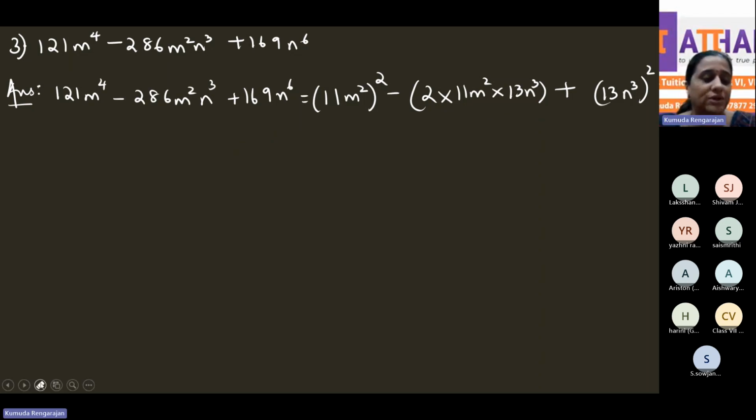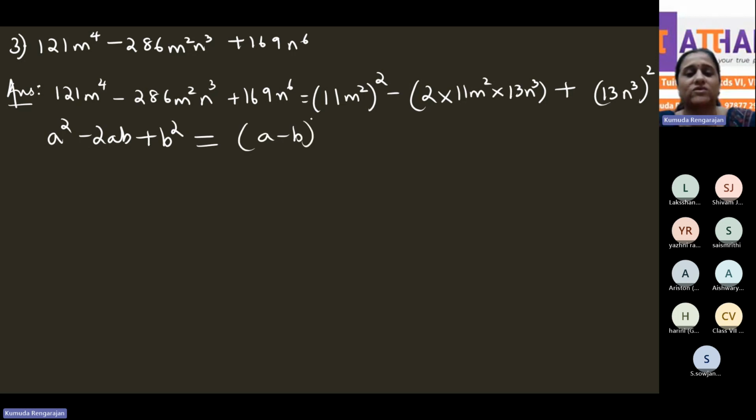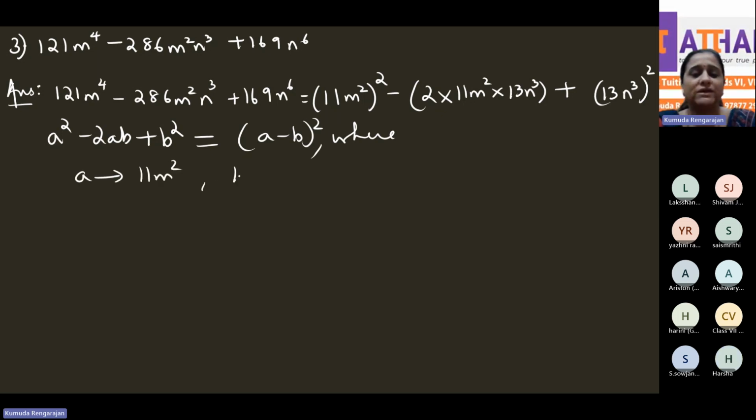Which means the given expression is precisely of the form a square minus 2ab plus b square. So it can be factorized using this identity, which is a minus b the whole square. This one goes with a square minus 2ab plus b square. The given question looks like this. So the answer is a minus b the whole square, where a is 11m square and b is 13n cubed.